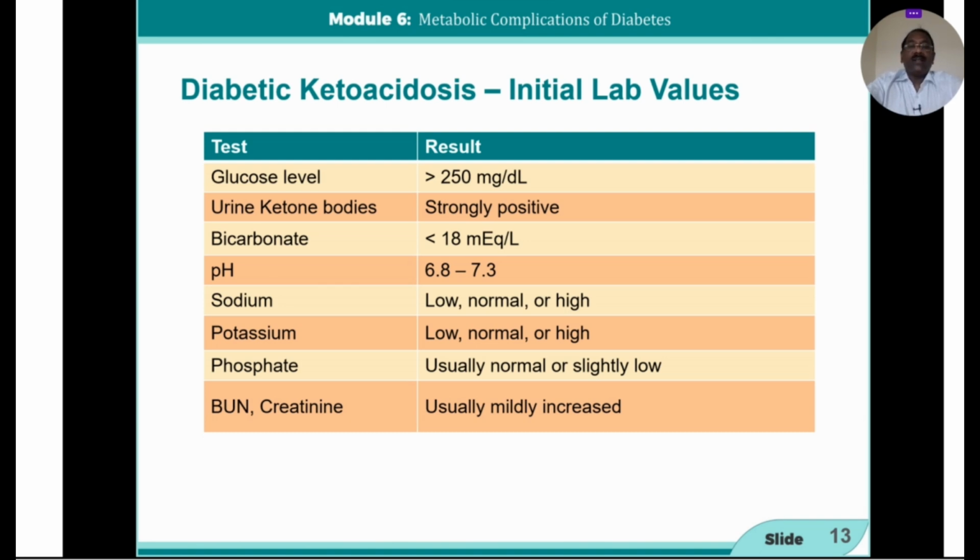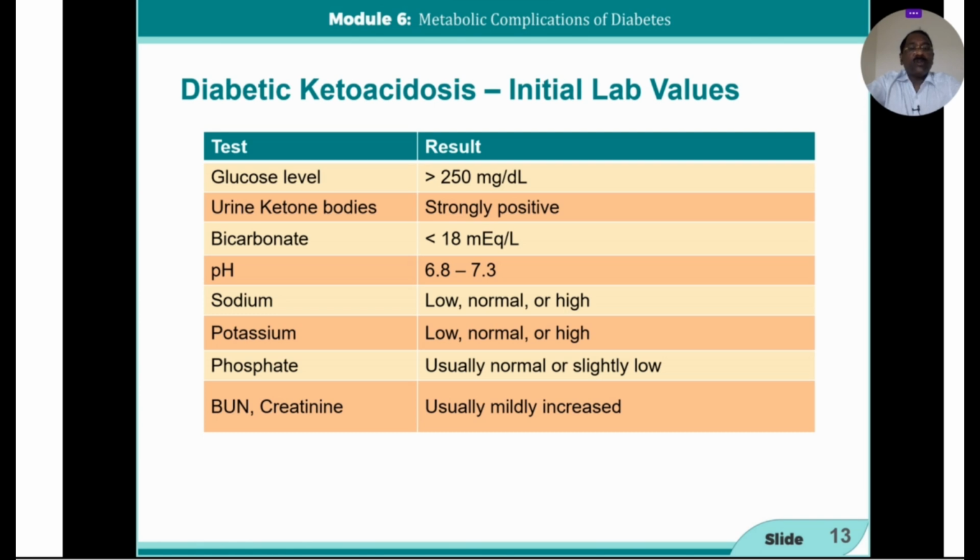See the results here. The blood glucose is more than 250. Urine ketone bodies are strongly positive. Bicarbonate less than 18: 15 to 18 is mild, 10 to 15 moderate, less than 10 severe. pH less than 7.4: 7.25 to 7.4 is mild, 7 to 7.25 moderate, less than 7 severe.